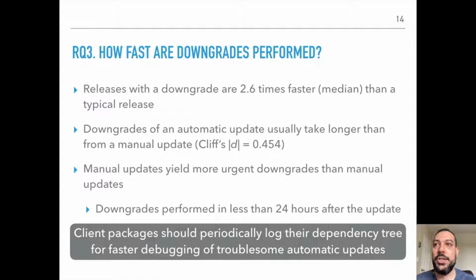Our third RQ studies how fast downgrades are performed. We've observed that downgrades of automatic updates take significantly longer than downgrades of manual updates. This observation suggests that automatic updates are hard to trace back to the accountable provider. The implication of this RQ is that client packages should periodically log the adopted provider versions to help debugging troublesome automatic updates.